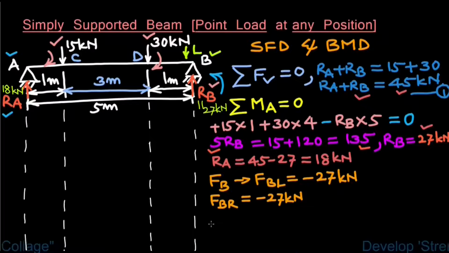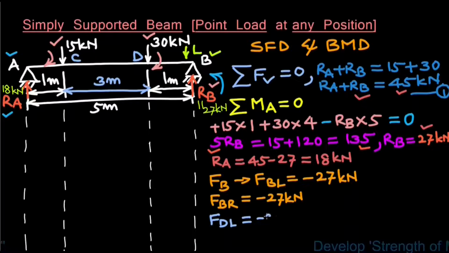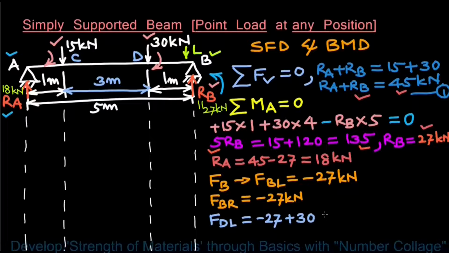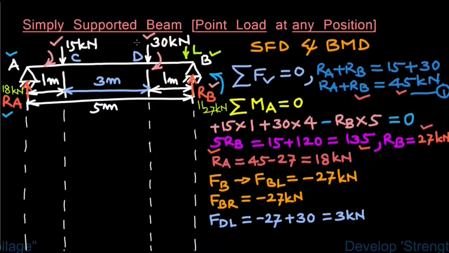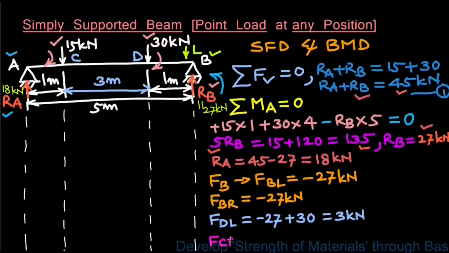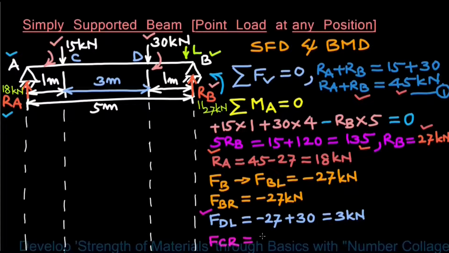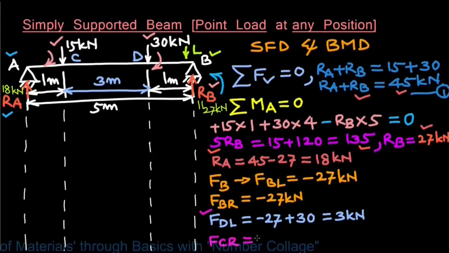Now shear force just left of point D will be equal to minus 27, which is RB in upward direction, plus 30 kilonewton point load acting downwards. So that gives us FDL equals 3 kilonewton. Now shear force to the right of point C will be same as shear force to the left of point D, as there is no load between points C and D. So FCR will also be equal to 3 kilonewton.